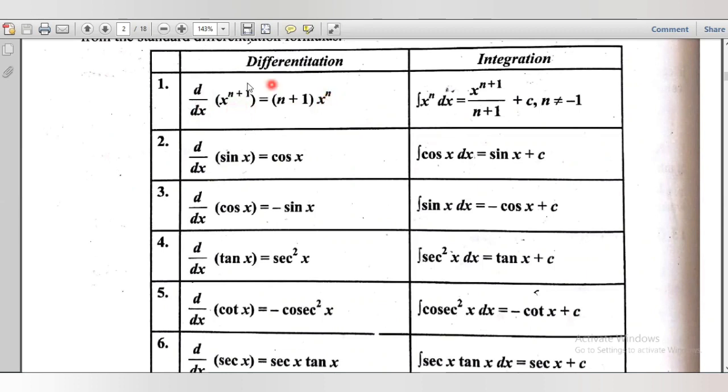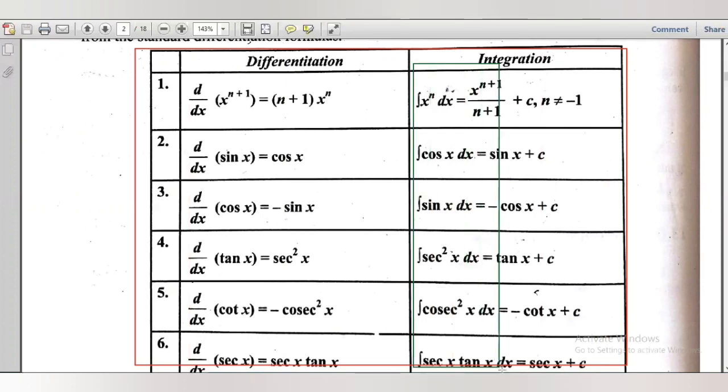Reversing differentiation: the derivative of x raised to power n plus 1 with respect to x is n plus 1 times x raised to power n. We have studied this in derivatives already, so to give the integration, the antiderivative of x raised to power n is this one. You have to know and memorize this formula. Memorize both the derivative formula as well as your antiderivative formula. These are the antiderivative formulas.